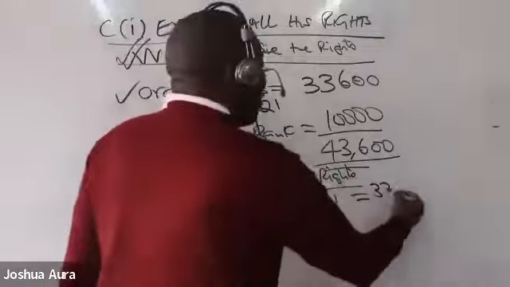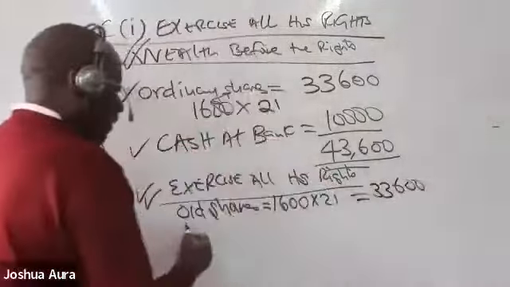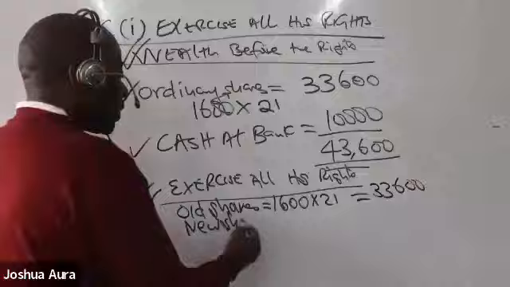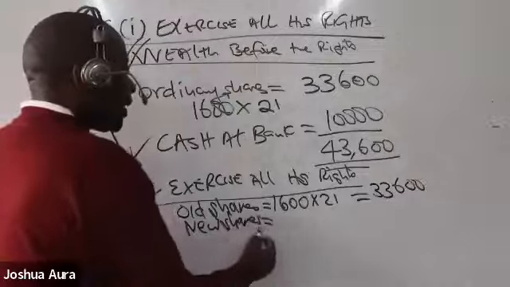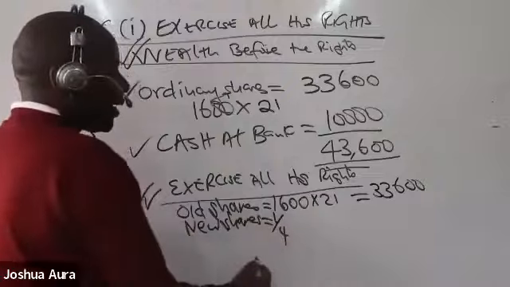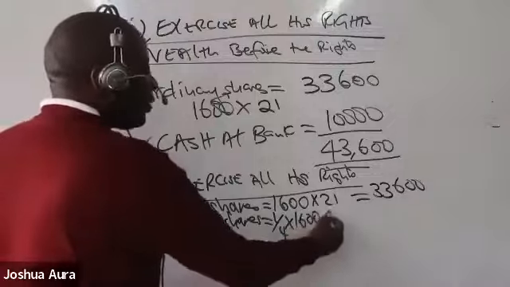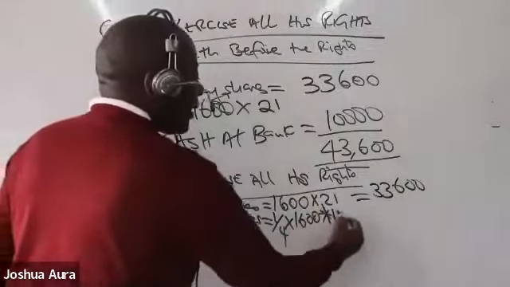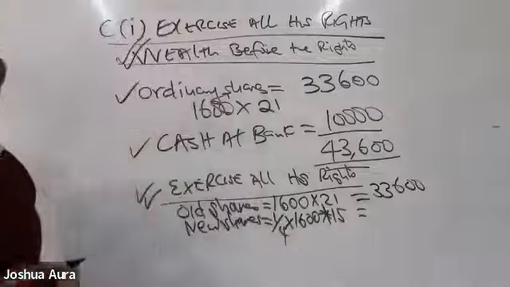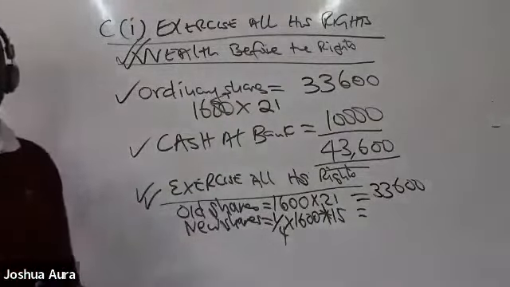Remember, he has exercised rights, so he will still remain with his old ones, and then the new shares below. So old shares, 1,600 times 21, which gives me how much here, somebody? 33,600, isn't it? But now remember, he's going to get new shares. The new shares rate is a quarter, so a quarter of 1,600. And he's buying them at how much? 15. He's buying them at 15.